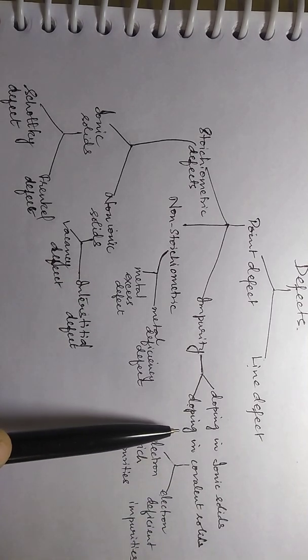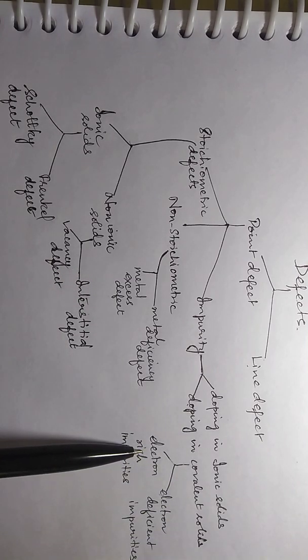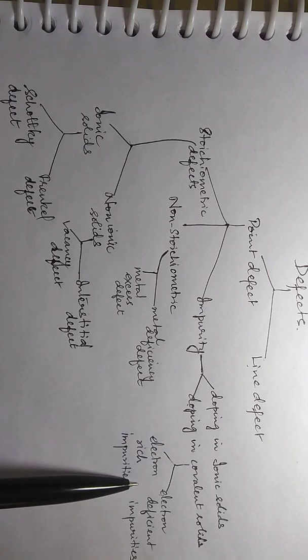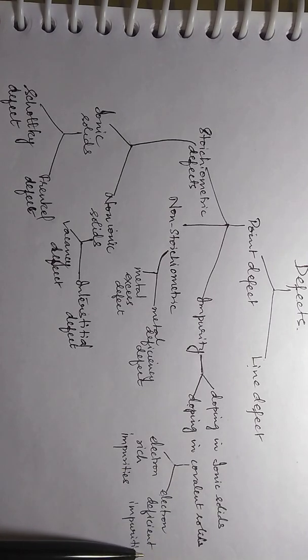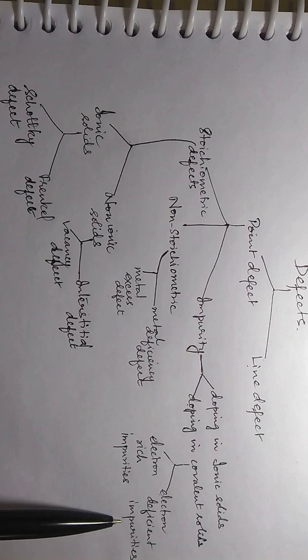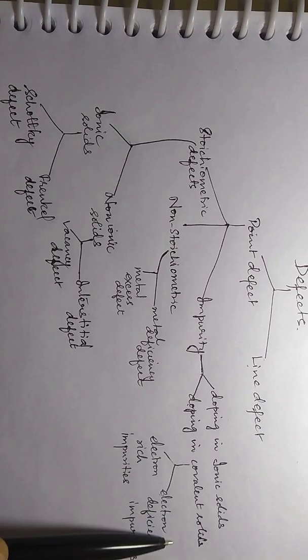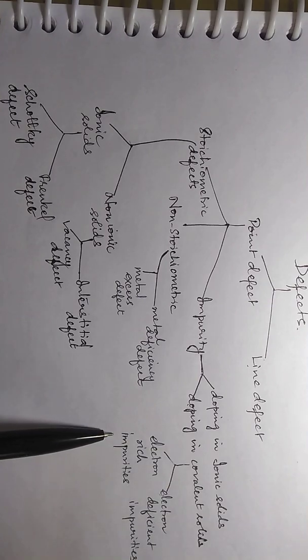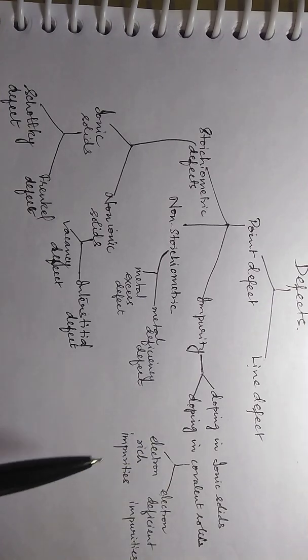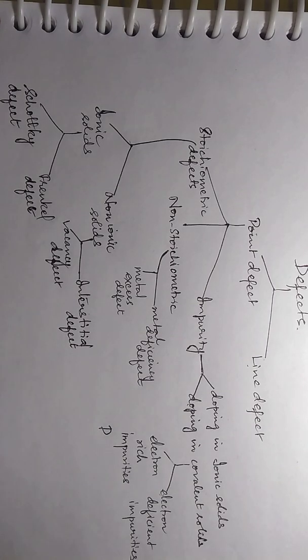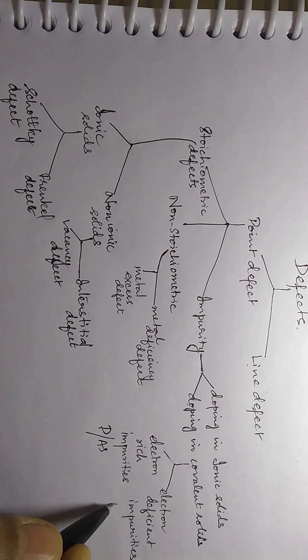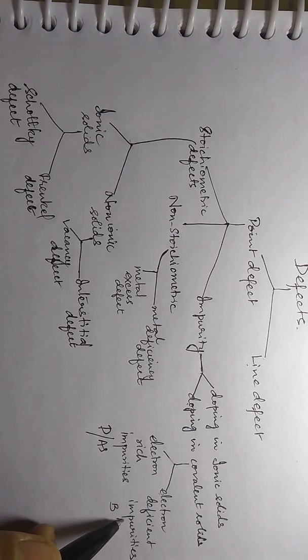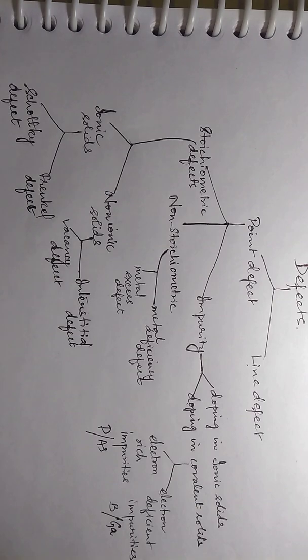Doping in ionic solids and doping in covalent solids. Doping in covalent solids is again of two types: if you introduce an electron rich impurity, what does it show? And if you are introducing an electron deficient impurity, how does it behave? This is basically in terms of semiconductor. In the case of silicon, if you are introducing, say, phosphorus or arsenic as an impurity, how does it behave? And if you are introducing boron or gallium as an impurity, how does it behave?